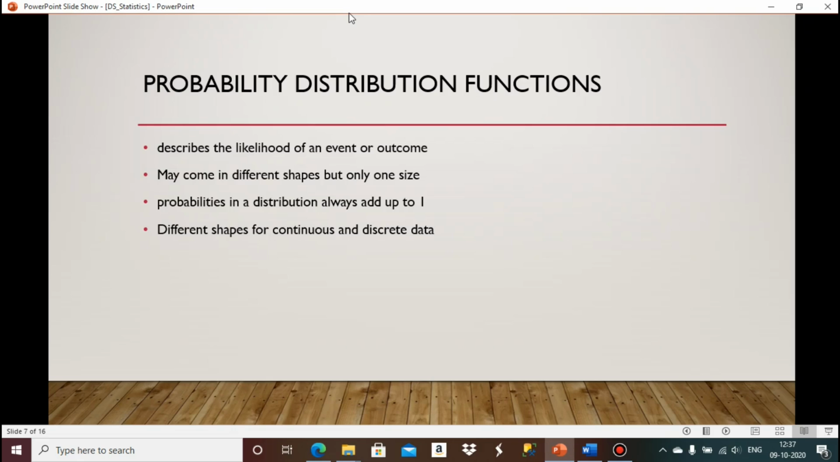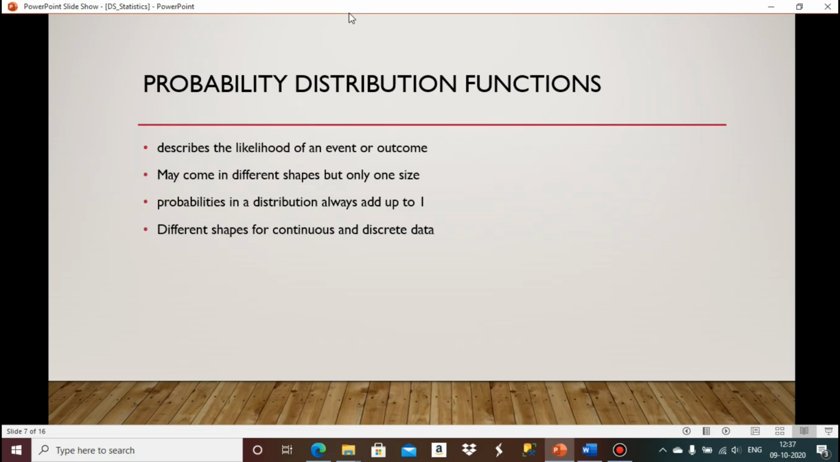So whenever we calculate probability, there can be different values for which we calculate the probability, but the sum of the different probabilities of different possible values always adds up to 1. So when we draw a probability distribution function, it can be of different shapes depending on the data and the type of data available with us, but the size will always be the same. That means the total probability in a distribution is always 1. And of course there are different shapes for continuous and discrete data.